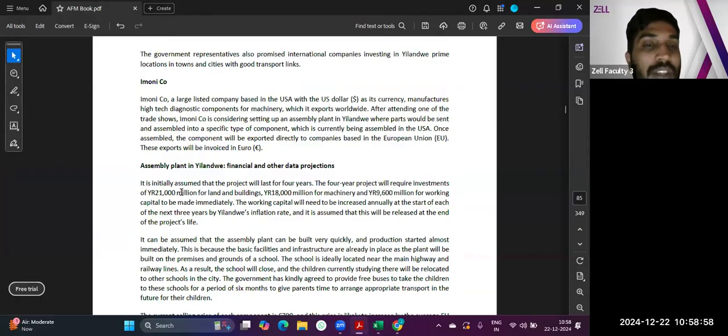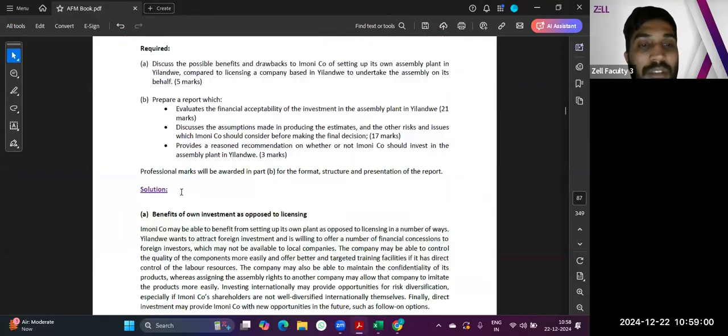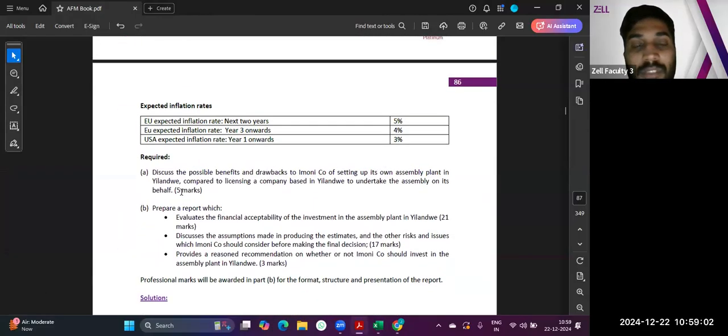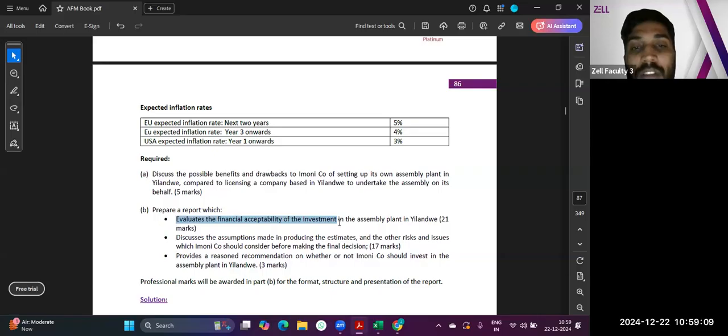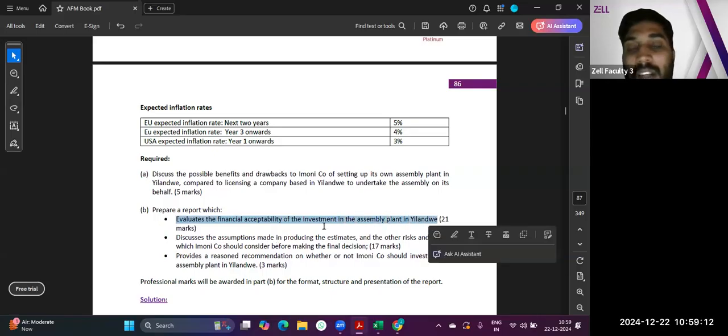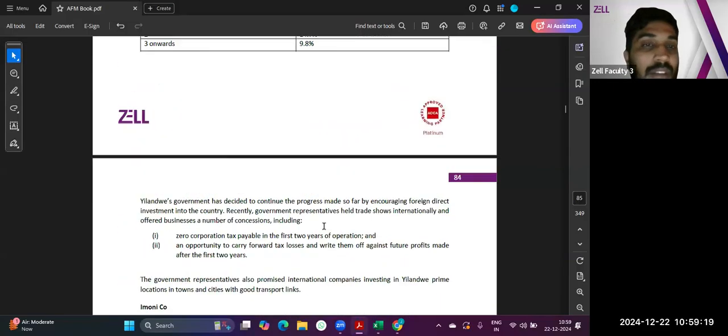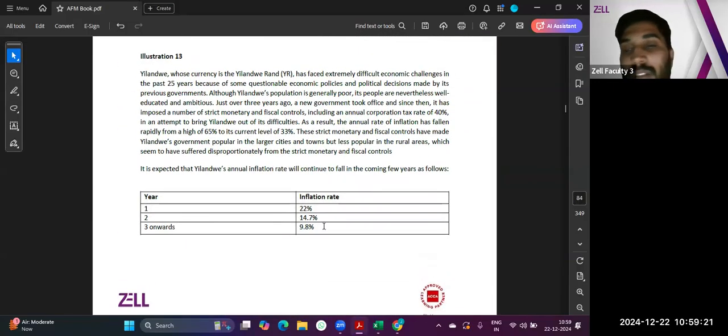Everyone has access to question number 13, Yelandway question. Yes, sir. Okay. Evaluate the financial acceptability. That means nothing but calculating the NPV. Okay. Can you read this question, please? I'll give you 10 minutes to read this. Read it very carefully. Then we will solve it together to see how a foreign NPV works.